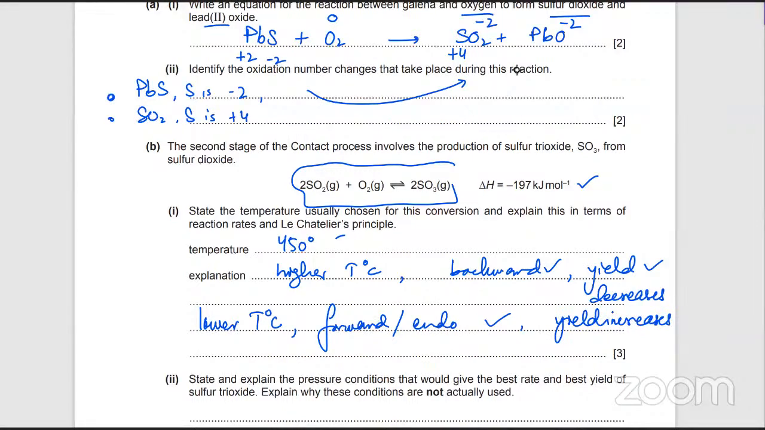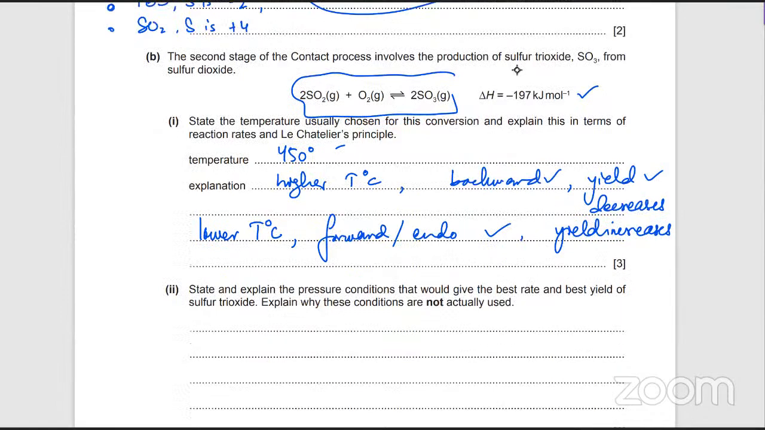नुकसान क्या है lower temperature? Why don't you use a lower temperature? सर कॉस्ट ज्यादा पड़ेगी. सर कॉस्ट ज्यादा होगी बनाने की. नहीं, lower temperature पर slow rate होगा ना. ठीक है. You're going to get a very slow rate. Is that clear?